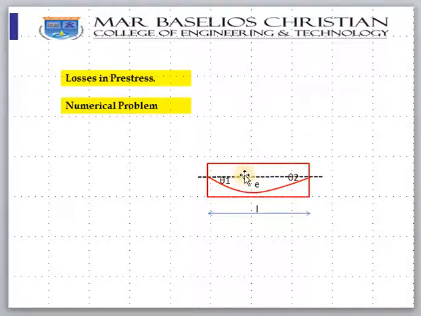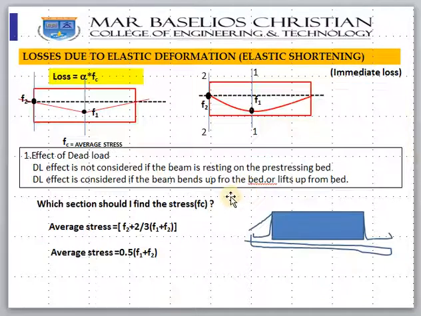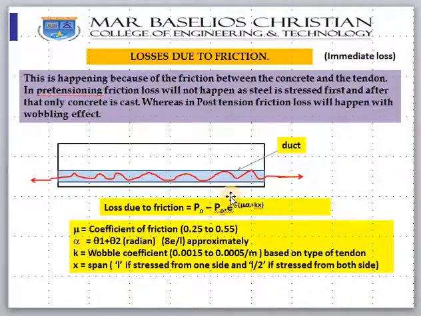So if you add them, 8e by L will come actually. That is how it comes. Alpha, theta 1 plus theta 2, we can take as 8e by L. Then K is nothing but the wobble coefficient, because, as I told you, the steel will be coming like this. That is called the wobble coefficient. Normally it is given in the question, 0.0015 to 0.005 per meter length of the tendon, and X is the span.